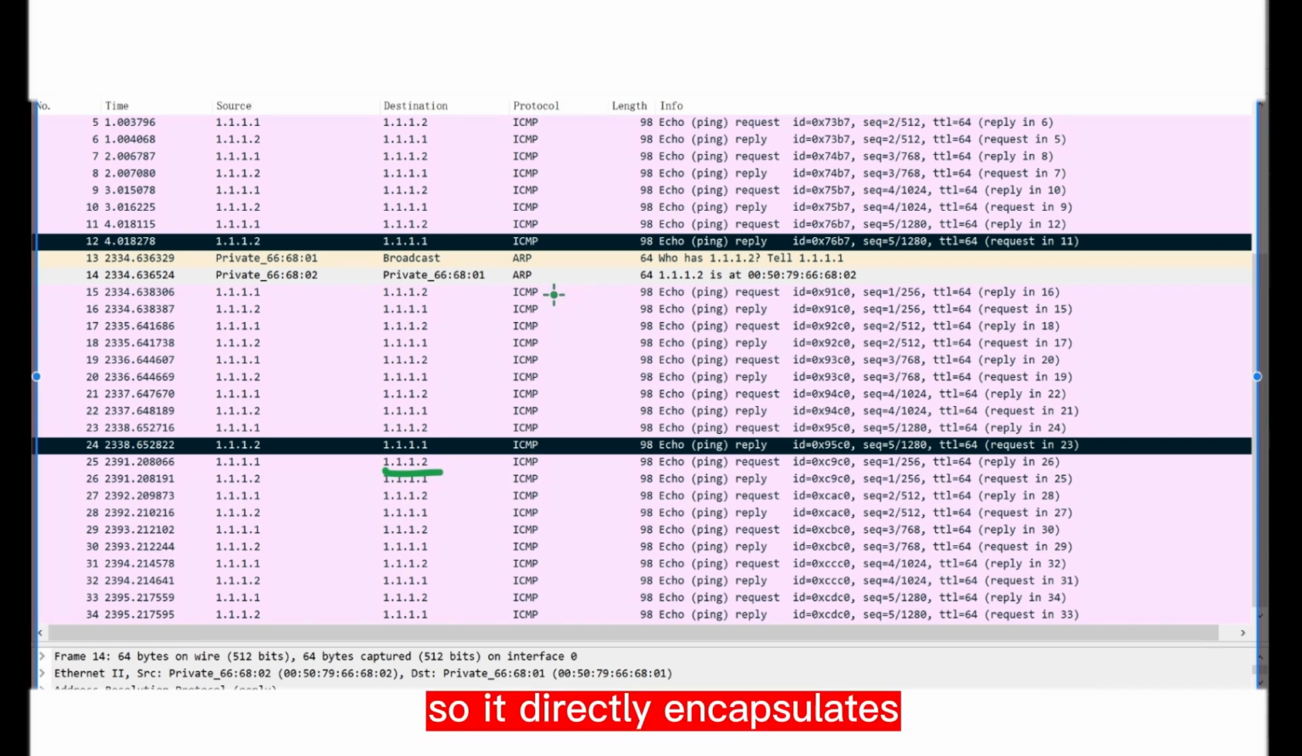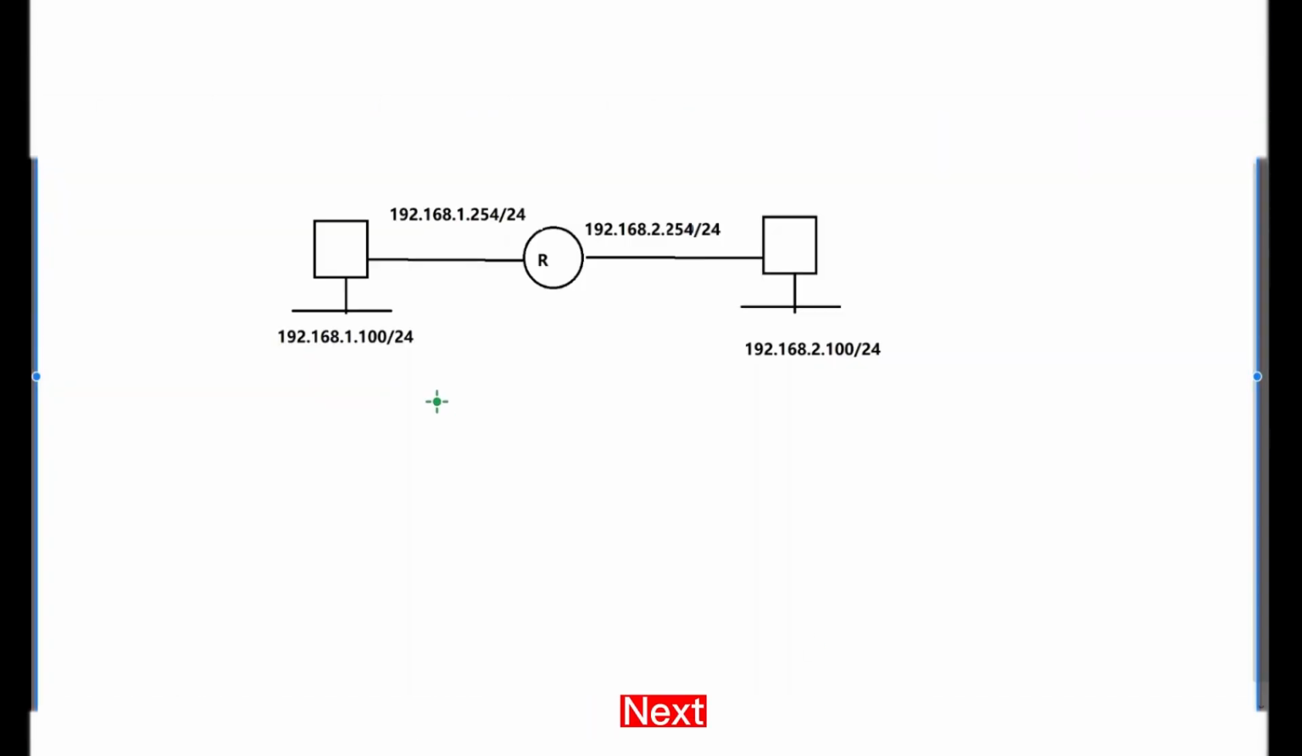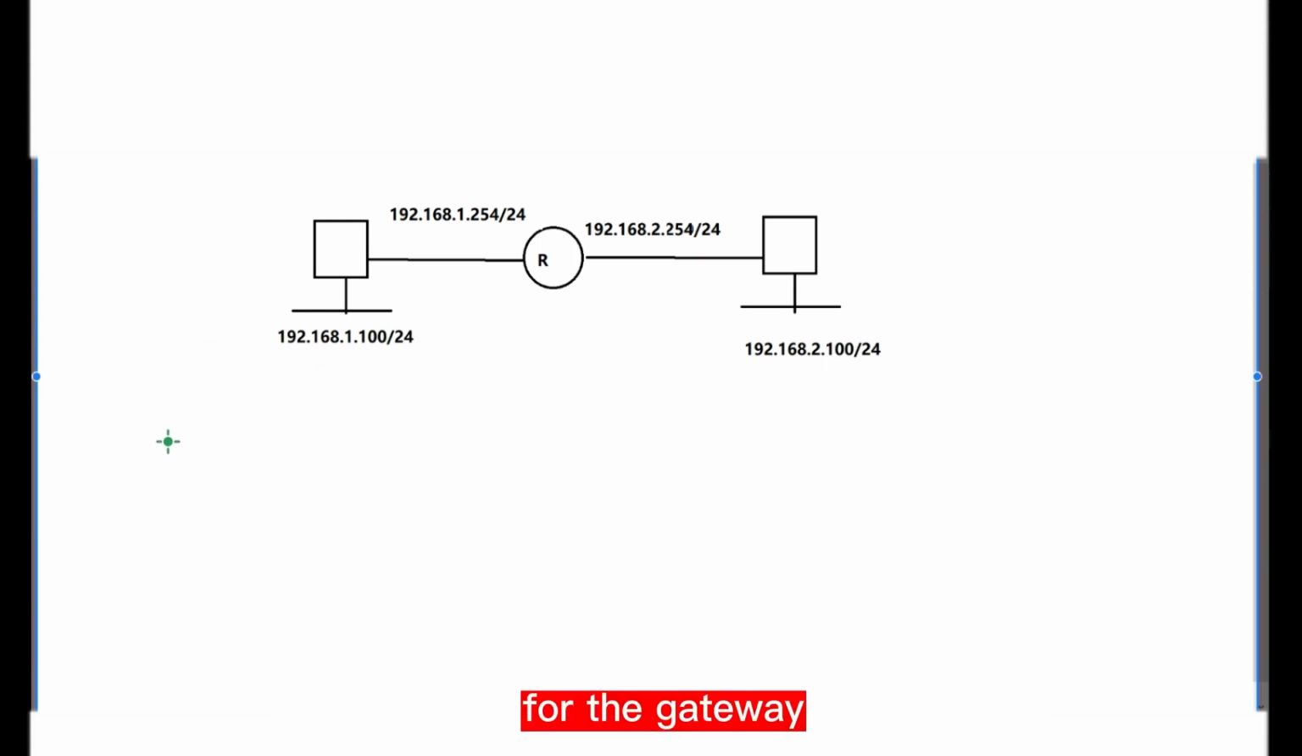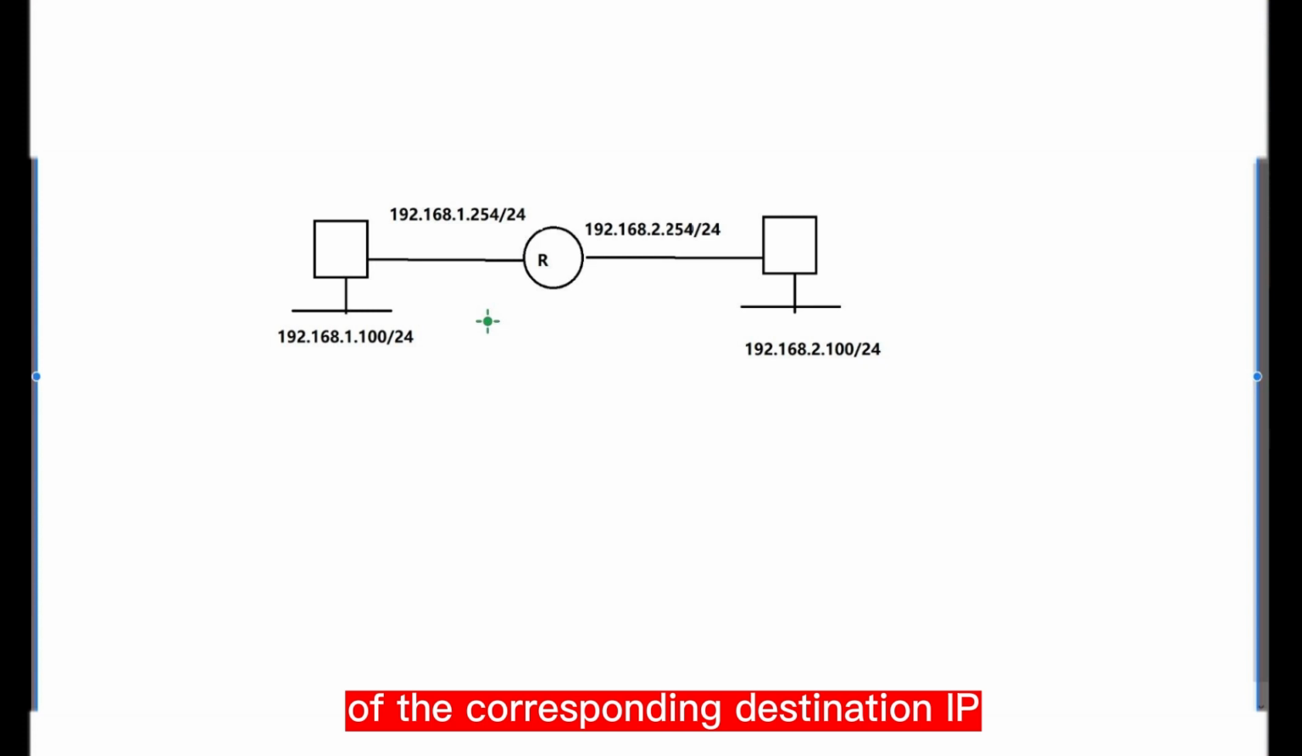So it directly encapsulates. If the lookup table does not have it, it will do this. Next, let's talk about something slightly more difficult. For the gateway, if it is the same network segment, then communicate directly. If there is no local entry, just request the MAC of the corresponding destination IP.